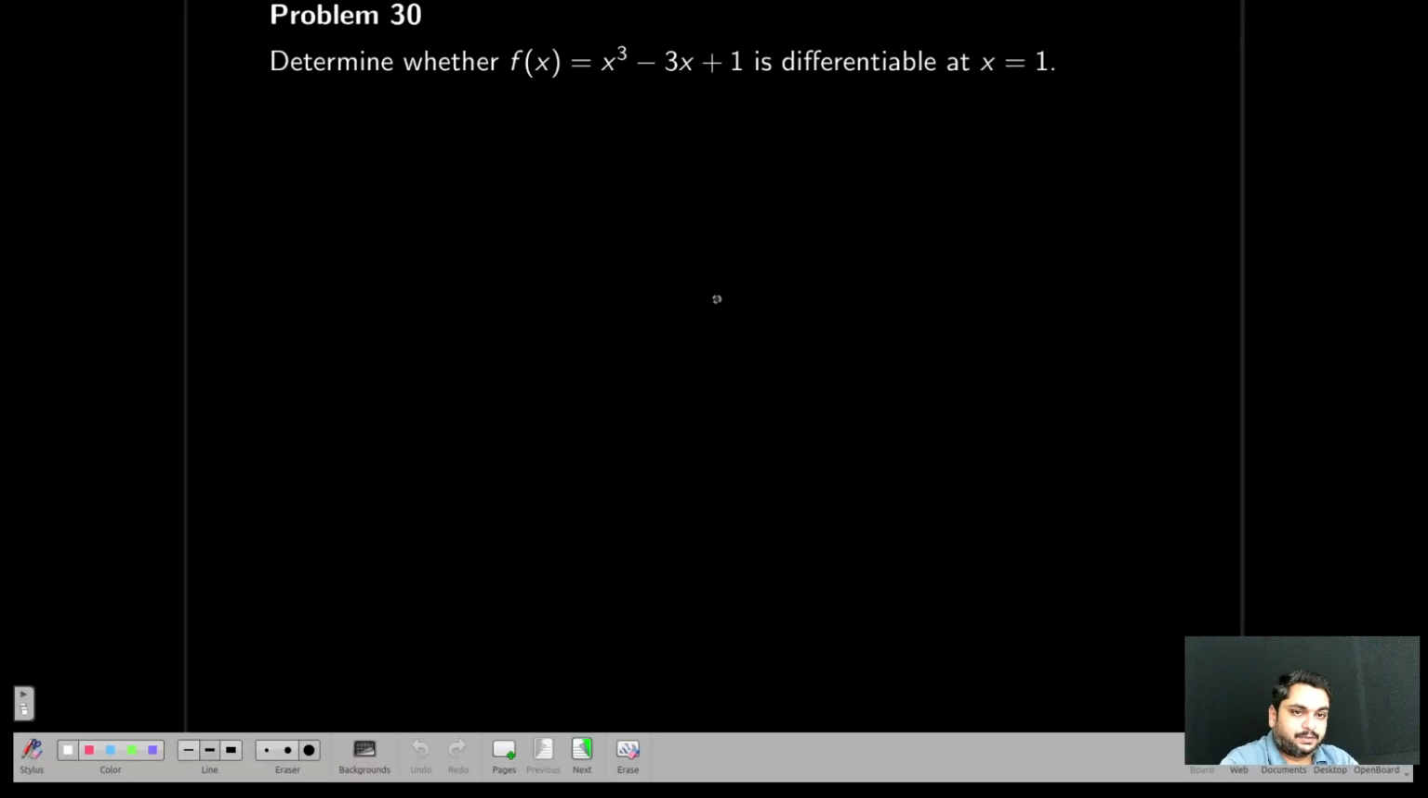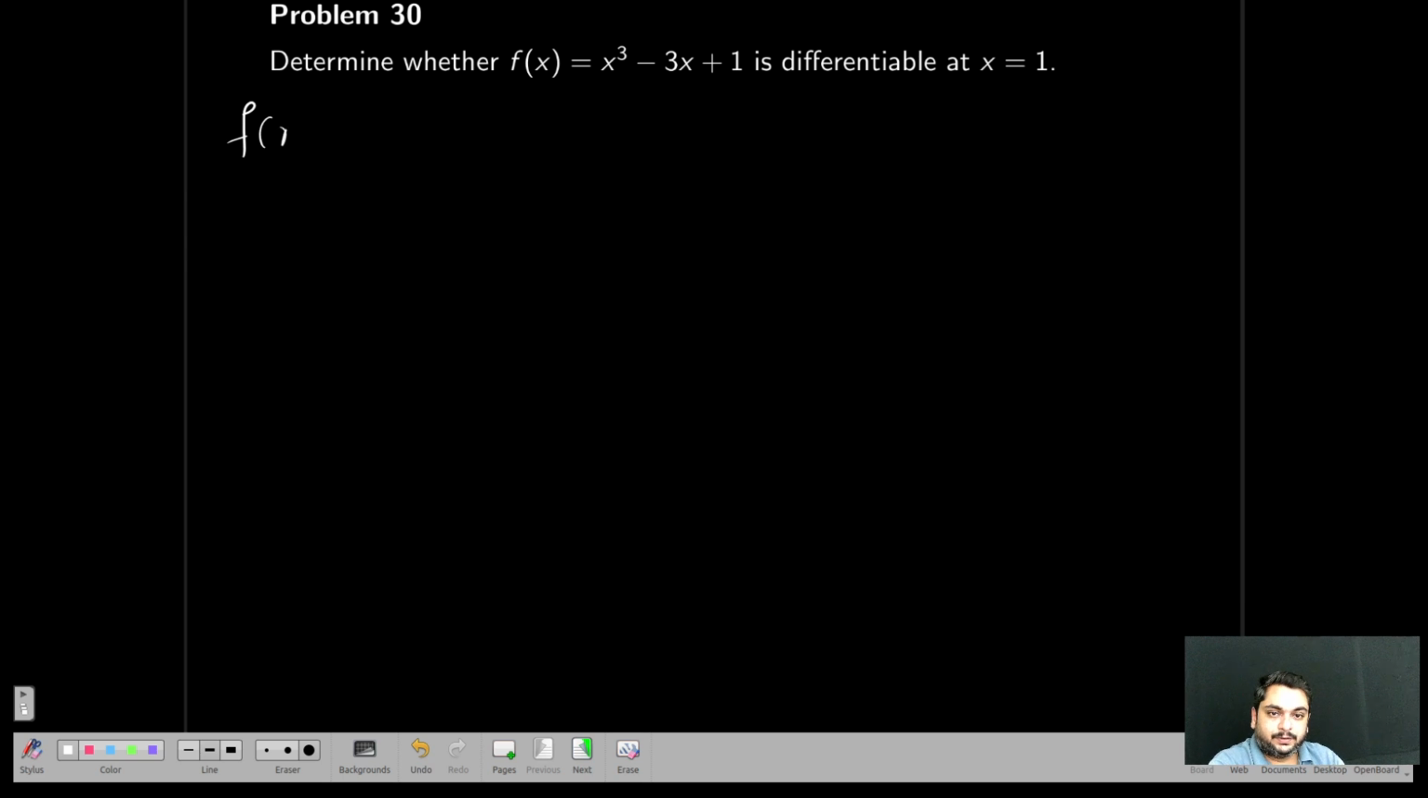Welcome to GateXAIML. Today we'll solve some problems on checking the differentiability at a point. So just to recap, we say a function is differentiable at a given point if it is continuous at that point, and then the left hand derivative and right hand derivative at that point are equal. So let's begin.